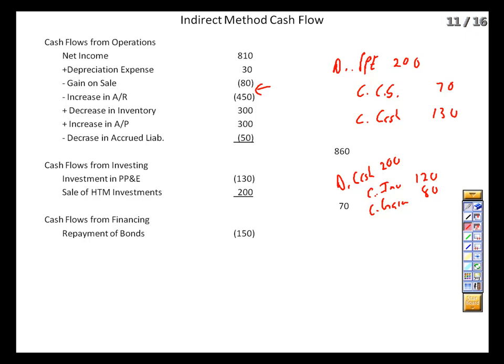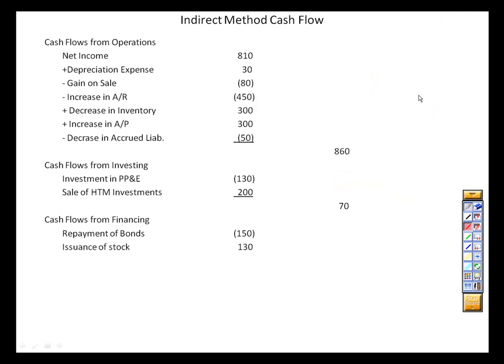Our stock went up by $200, so we issued new shares of stock this year. Not all $200 was cash though, right? Up here, when we bought that equipment, we paid for part of it with stock. So our cash flow from stock issuances is going to be $200 minus the $70, or $130 in cash.